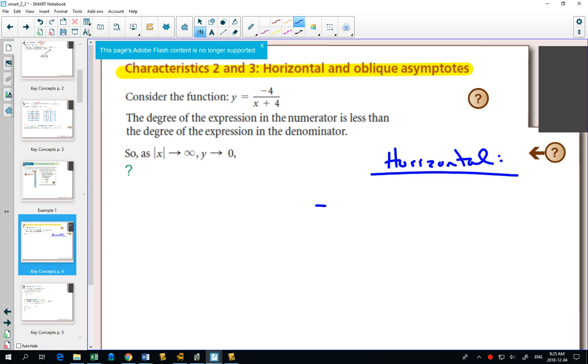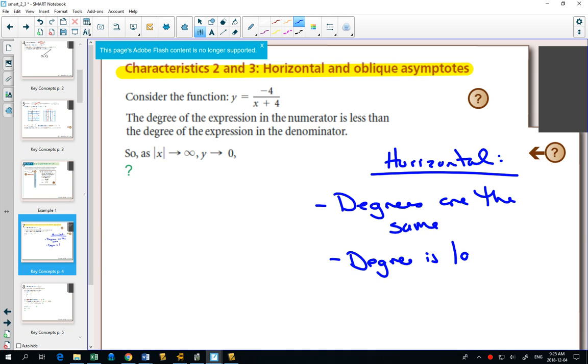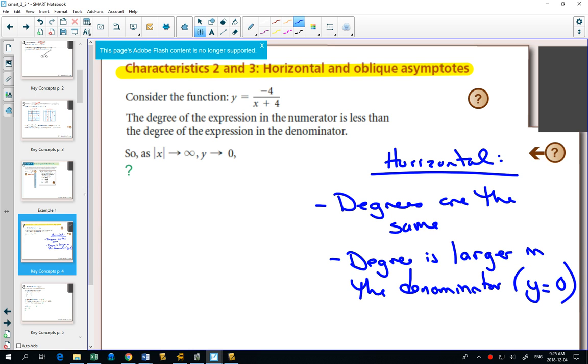You will get a horizontal asymptote when the degrees are the same, or when the degree is larger in the denominator, in which case your horizontal asymptote will always be y equals 0.